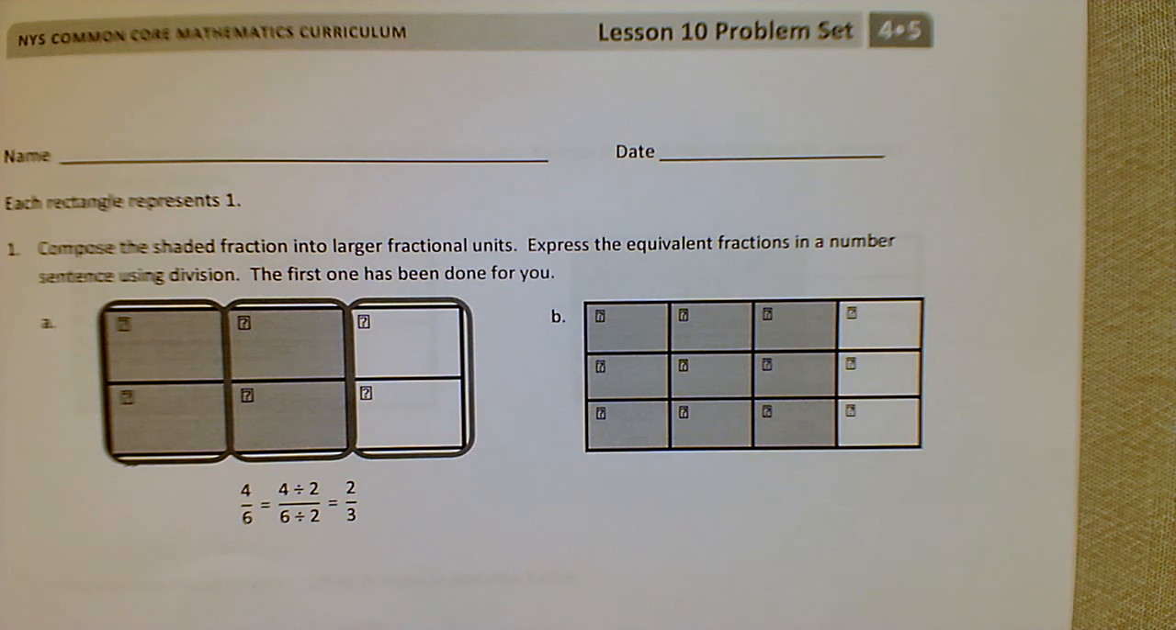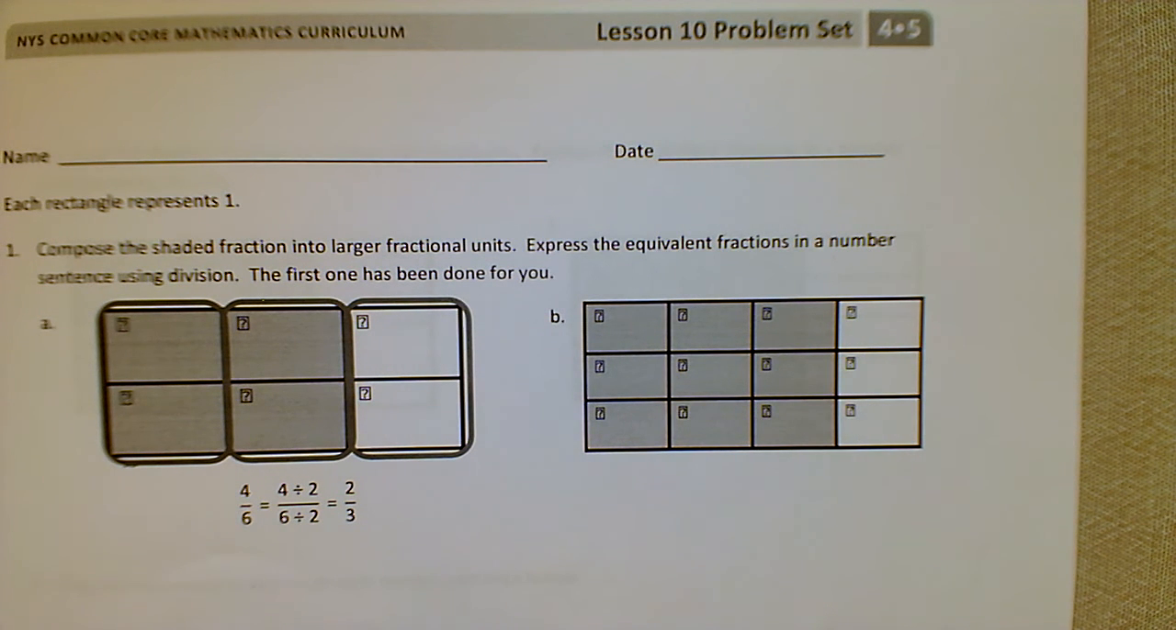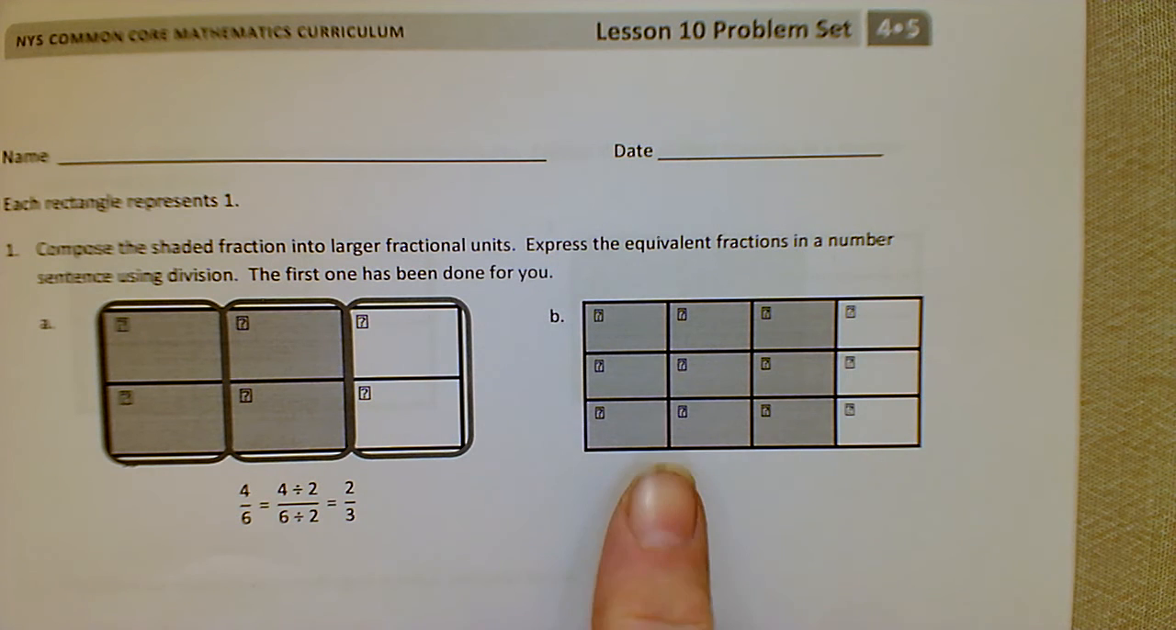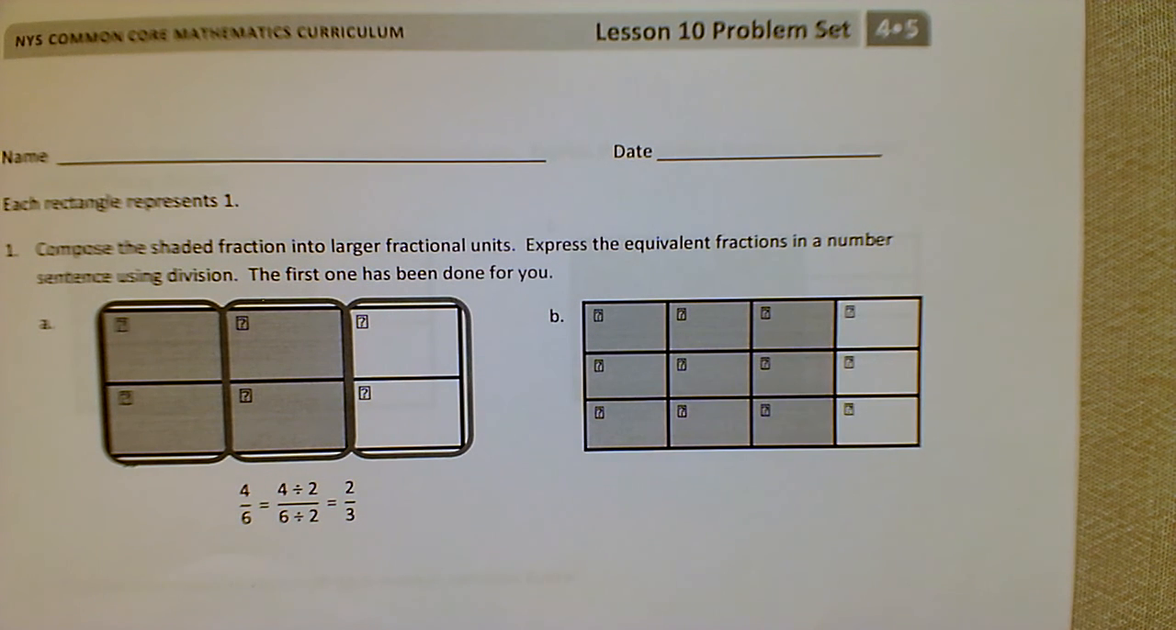So let's jump right into this first problem. Here it says, compose the shaded fraction into larger fractional units. Express the equivalent fractions in a number sentence using division. The first one has been done for you. So this first problem is actually going to be very similar to the problems that we were doing yesterday, where we were able to regroup or rename them into larger fractional groups. And we're going to be able to do that here again.